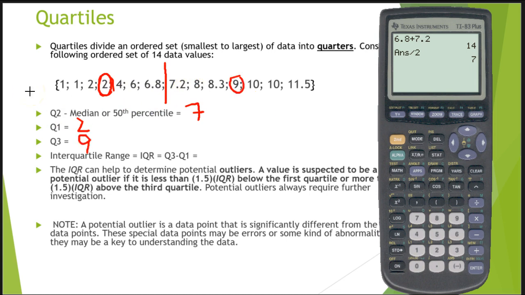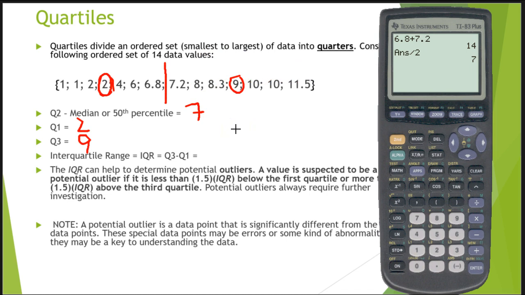So now that we have Q1, Q2, and Q3, let's take a look at what this means. It means that 25% of the data rests below Q1. Between Q1 and Q2 is another 25% of the data. Between Q2 and Q3, 25% of the data, and above Q3, 25% of the data.